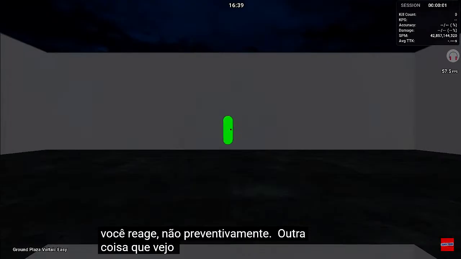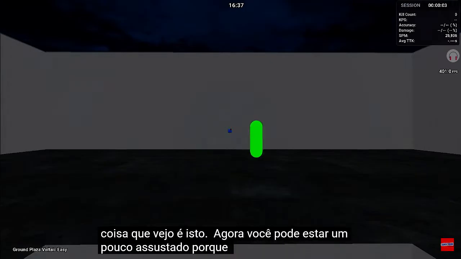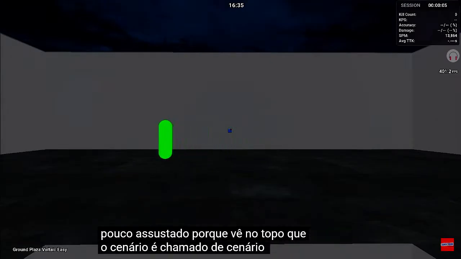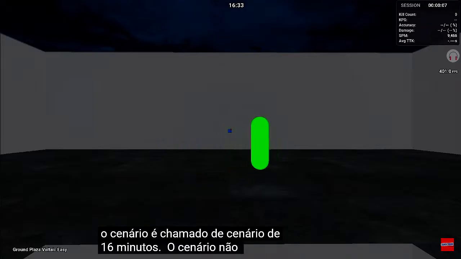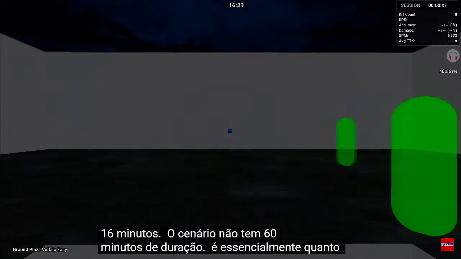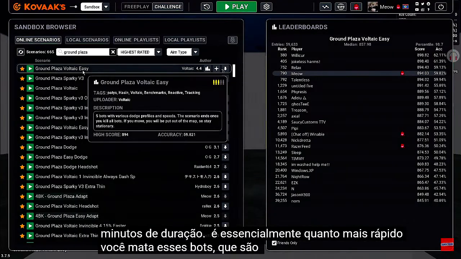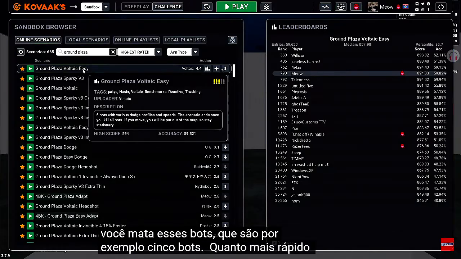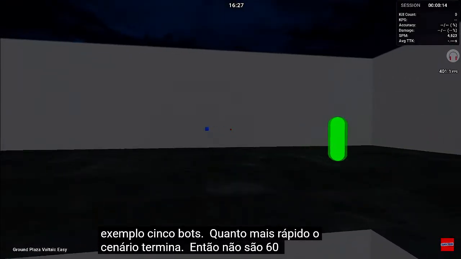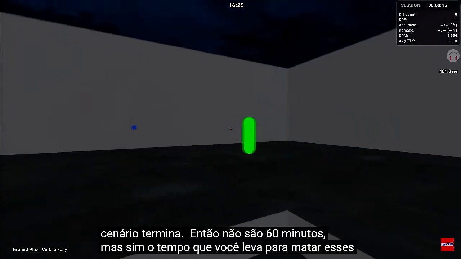Another thing I see is this. Now, you might be a little scared because you see at the top, the scenario is 60 minutes. The scenario is not 60 minutes long. It's essentially the quicker you kill these bots, which are, for example, 5 bots, the quicker the scenario ends. So it's not 60 minutes. It's how long it takes you to kill these 5 bots.